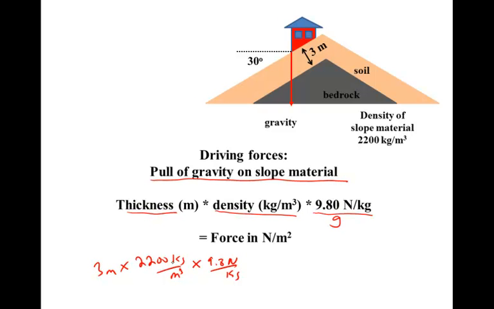Keep track of your units. Kilograms cancel. This meter cancels one of these. Our answer is a stress or force in newtons applied over some surface area, in this case square meters. 3 meters times 2,200 kilograms per cubic meter times 9.8 newtons per kilogram. We find that our stress due to gravity is 64,680 newtons per square meter.